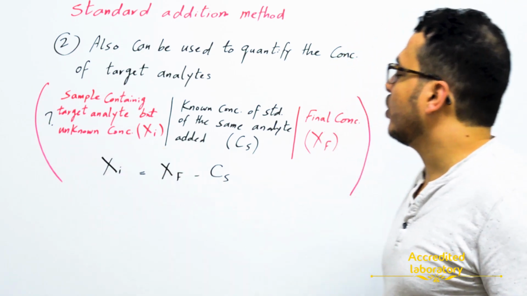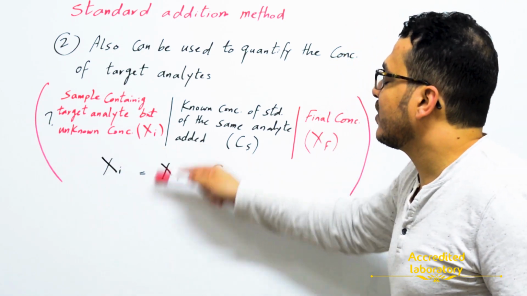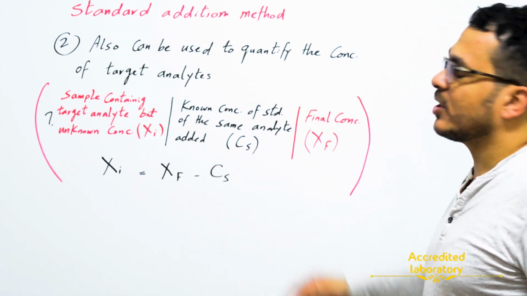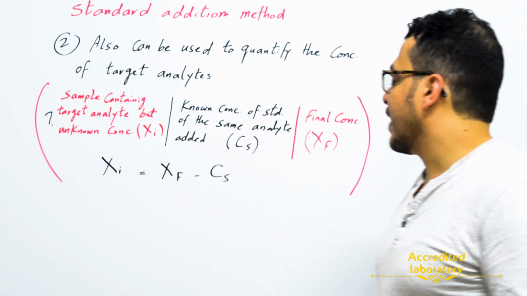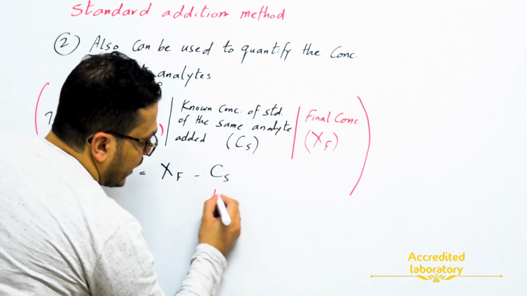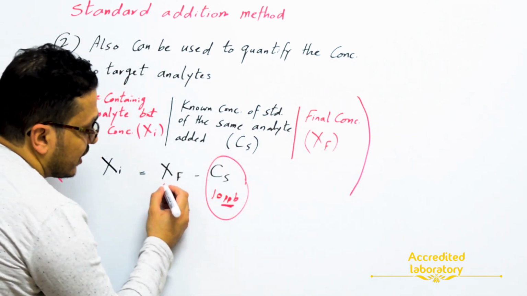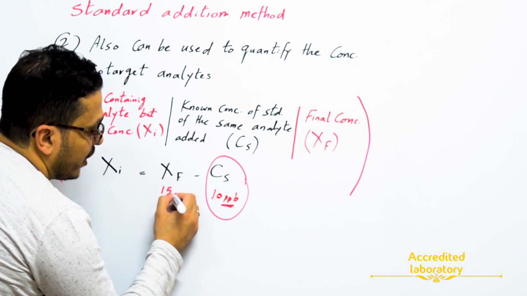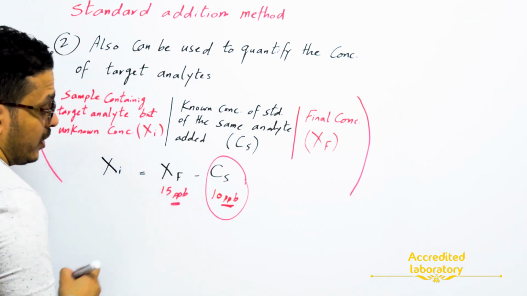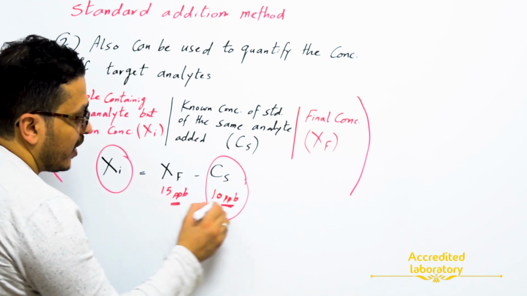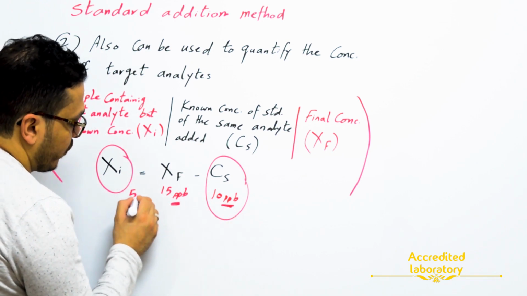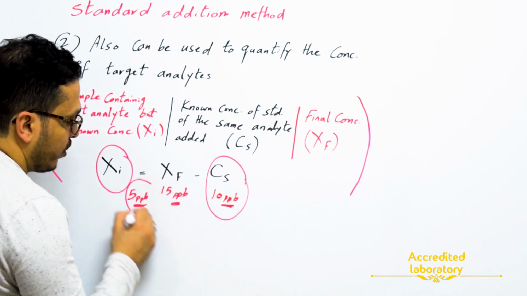Concentration of unknown equals the final concentration minus the concentration of standard of the same analyte. If you add, as an example, 10 ppb, the concentration of standard added, and you got a final concentration of 15 ppb, so this will be 15 minus 10, so the concentration of unknown will be 5 ppb.